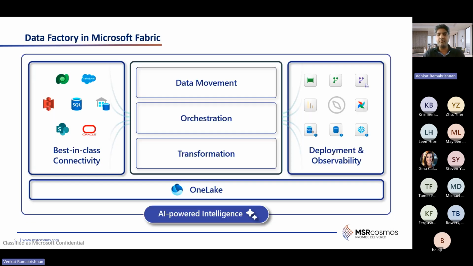So inside Microsoft Fabric, we'll focus on Data Factory, right? Data Factory offers you best-in-class connectivity, the hundreds of connectors using which you can connect to data sources no matter wherever they reside, be it on-prem, be it on the cloud, or behind firewalls. You'd be able to use these connectors to connect to the data and enable petabyte scale data movement, right? And then Data Factory also includes orchestration and transformation capabilities. And at the same time, we also have deployment, DevOps, and observability built into Data Factory.